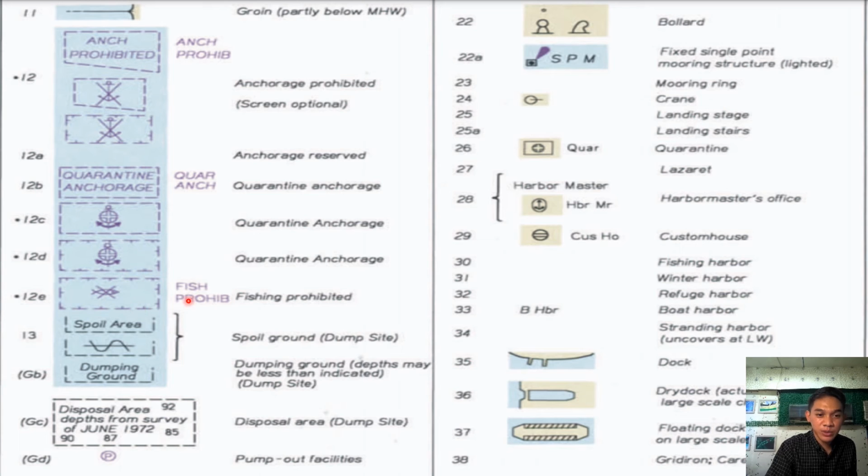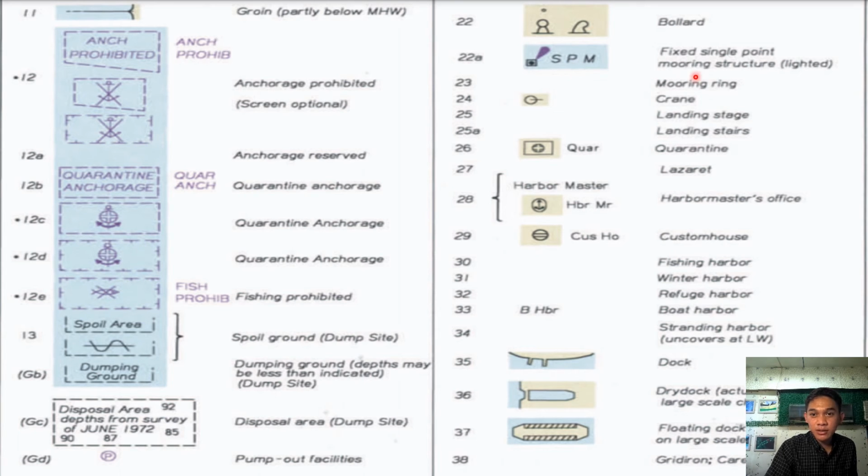So meaning fishing prohibited. The next is spoil area, which is a spoil ground, dump site, dumping ground, and depths may be less than indicated. So this right here just contains its name, the dumping ground or spoil area. The next is disposal area, depths from survey of June 1972. So this is disposal area, dump site. Next is a circle with a P on the inside, magenta colored, which is pump out facilities. Next is bollard. So this right here is the symbol of a bollard. This can be seen usually on the pier.